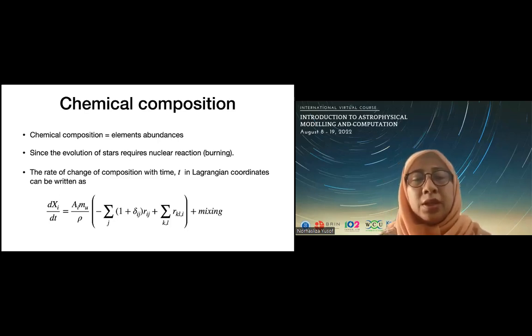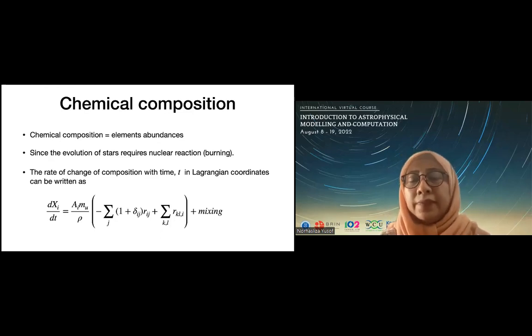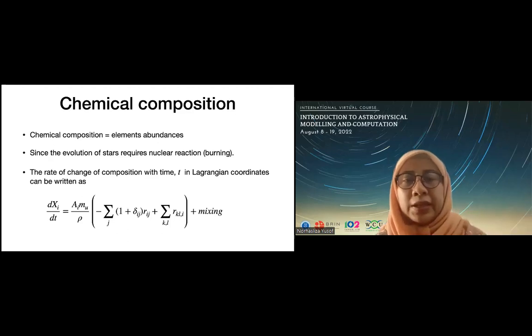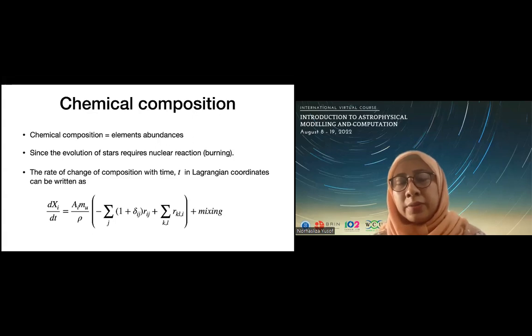From here we have the atomic number, the mass of the chemical composition itself, divided by the density, because it depends purely on density and temperature also. But here we don't have the temperature. Temperature will come in another equation. And this is just the summation of how much the nuclei will change, multiplied by the reaction rate at that particular time.